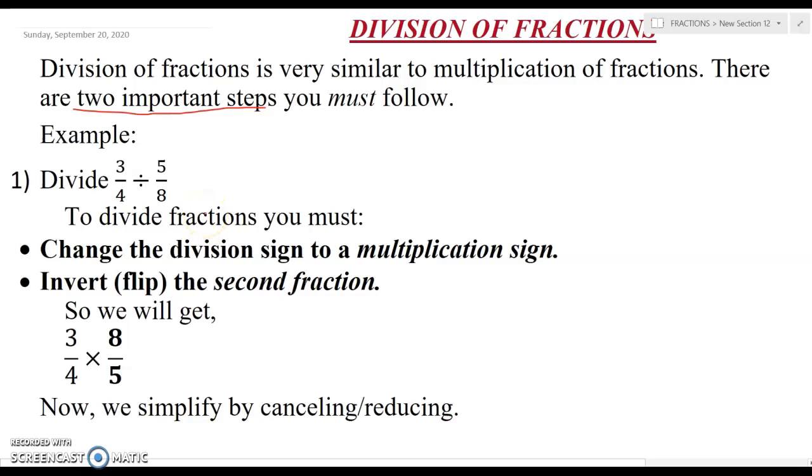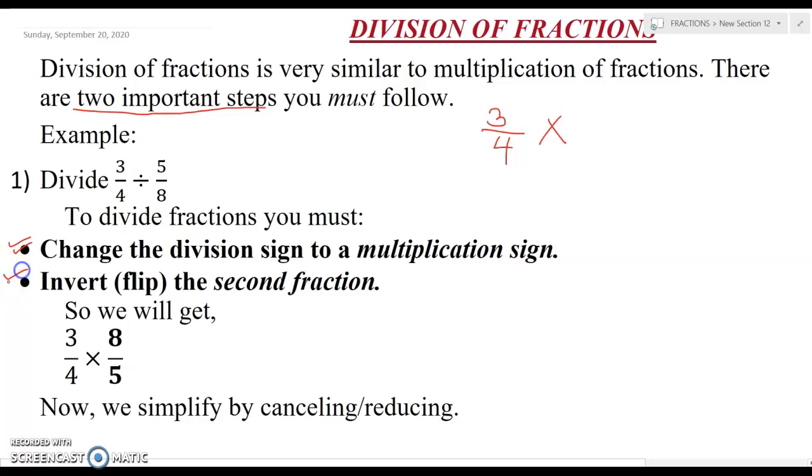So in this example here, we want to divide 3 over 4 divided by 5 over 8. So to divide fractions, the first important step: change the division sign to a multiplication sign. So I have it there already, right? Just want to rewrite it so you can see here at the side. So you're going to change that division sign to a multiplication sign.